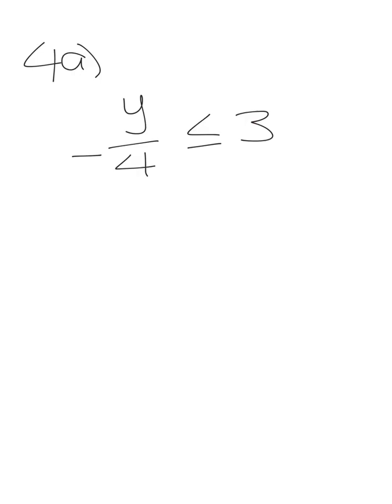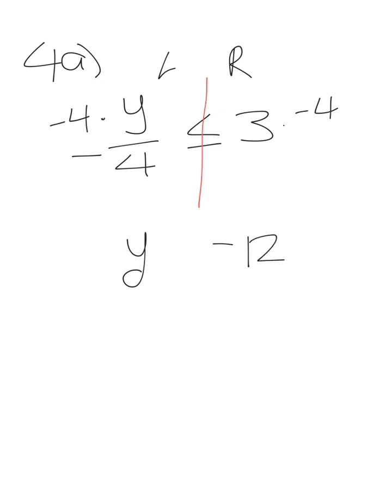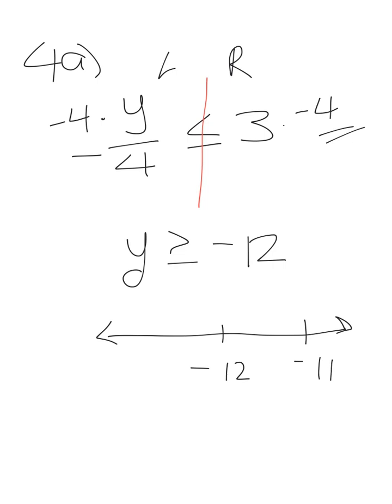4A says negative y over 4 is less than or equal to 3. Draw my line. y and negative 4 are being divided. Opposite of division is multiplication, so that means I'm going to multiply by negative 4. My y is on the left. It will stay on the left. 3 times negative 4 is negative 12, but now because I multiplied by a negative, I have to flip my inequality. So again, when you go to graph these, you only need 3 numbers.